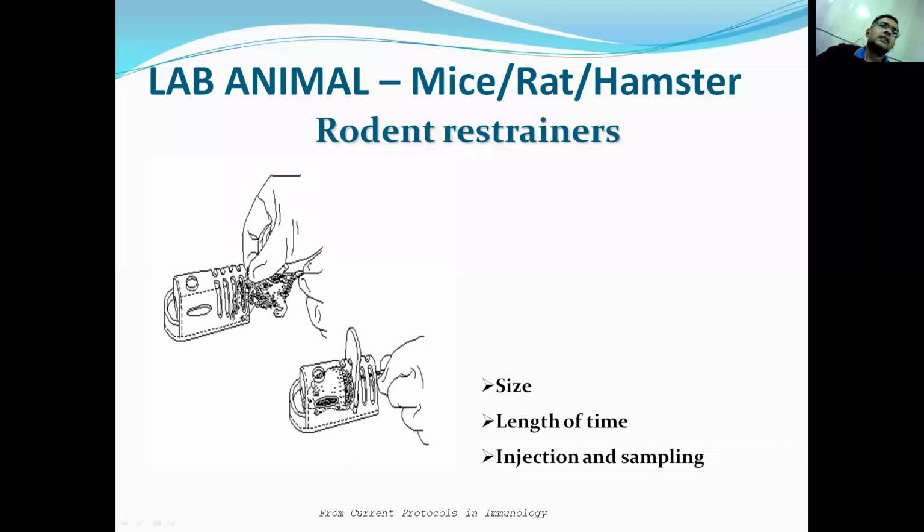You allow the animal to enter inside this one while holding the tail in one hand. Once it enters, you can cover it with this flap. Once the flap is covered, the animal is restrained. It will not make any unnecessary movement, and you will have access to all its body parts. Such restrainers are also available in the market.